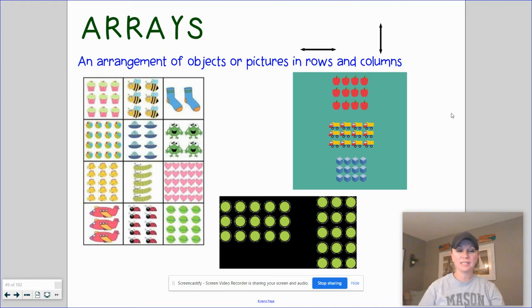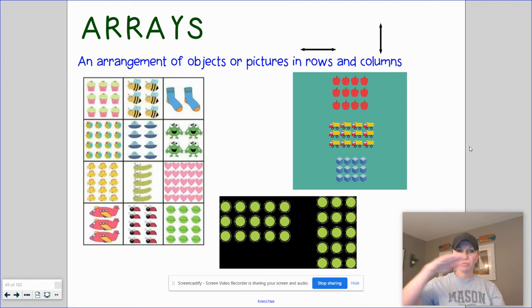So here's just a few examples of those arrays that we looked at yesterday. We got some fun arrays up here with some aliens or spaceships, cupcakes, bumblebees. We have apples, trucks, ladybugs, and even just these array pictures down here with the circles. Those were kind of similar to the ones that we practiced yesterday together.